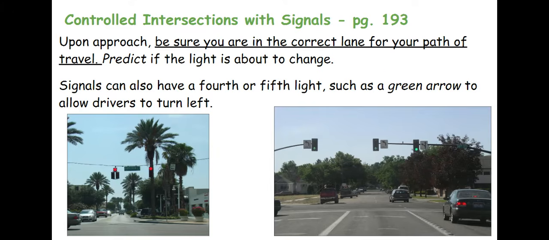So with controlled intersections with signals, you always have to be sure that you're in the correct lane for your path of travel. It talks about predicting. It talks about signals having more than 3 lights, such as the green arrow, and we're going to talk about that more in a minute. This is just pointing out that, again, not all roadways are 2-lane traffic. They are multiple lane, and they also may have left turn lanes. And you have to identify where the left turn lane is, and know that because you're making a left turn, you need to be in that lane.